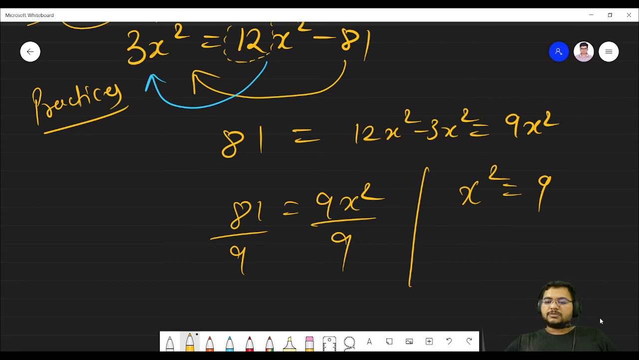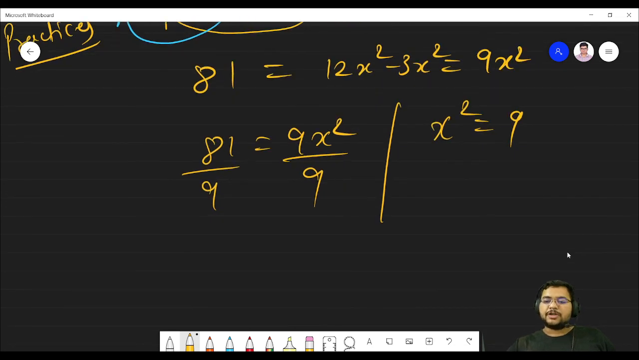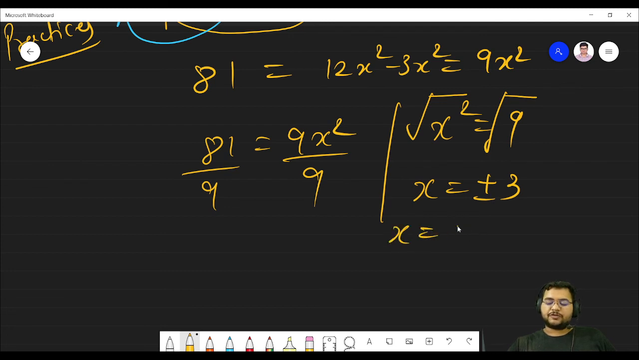Now I can take the square root on both sides. As soon as I take the square root on both sides, I will get x equals plus or minus 3. This means here I get two values of x, that is 3 and negative 3.